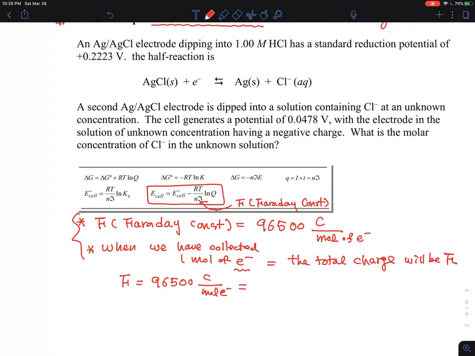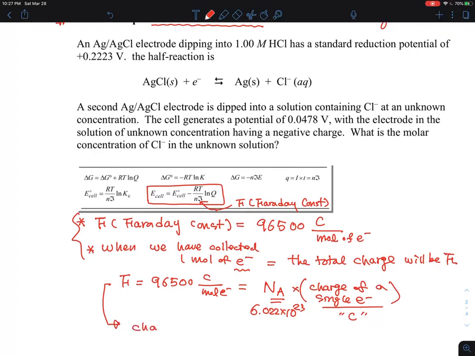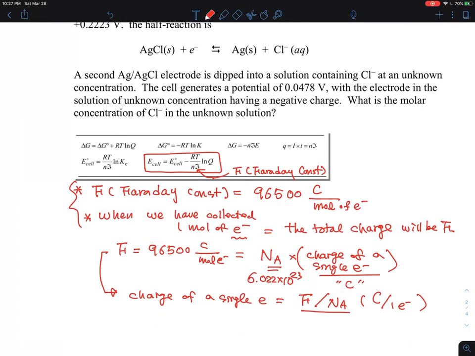is essentially the same as Avogadro's number times the charge of a single electron, right? So this will be in units of coulombs, and then there will be Avogadro's number, 6.022 times 10 to the 23. So now you can actually calculate this in reverse. The charge of a single electron will be the Faraday constant divided by Avogadro's number, okay? And there will be a coulomb per 1 electron, or 1 electron particle.